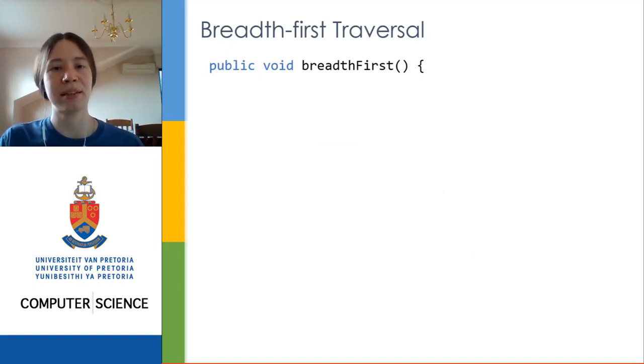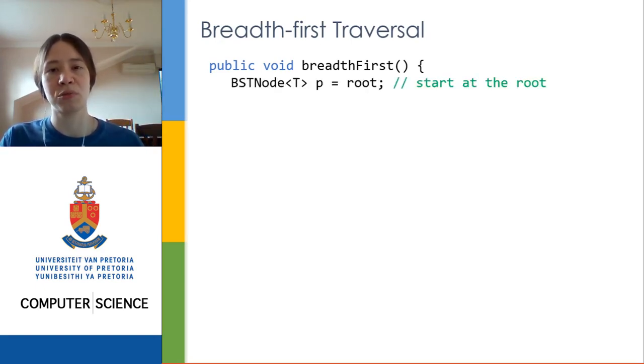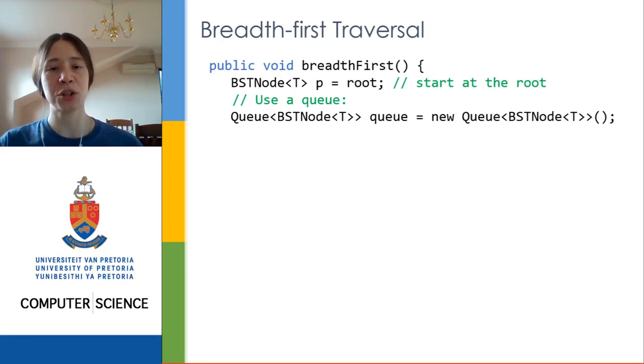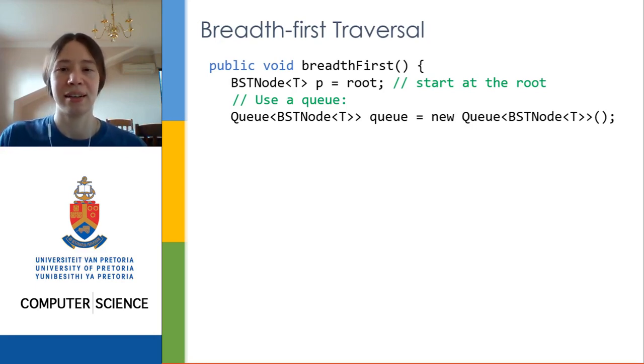So we are writing a non-recursive iterative method called breadth first, and the point here is we want to output all the nodes in the tree, and we want to do it in a level by level fashion. So we always start at the root. Remember, the root is basically the head of our linked list. We always begin at the root. Then we are going to create a secondary data structure called, in this case, a queue. Because it is a queue, it's going to be a queue of binary search tree nodes.